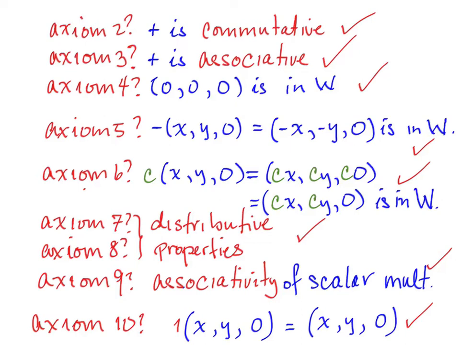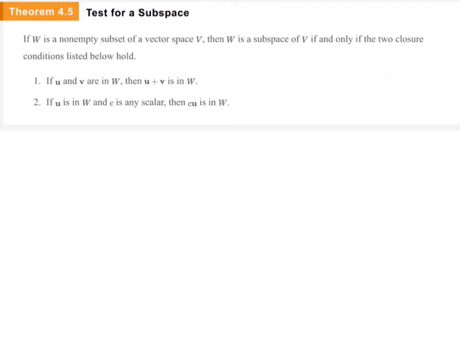So that's where the next theorem comes from. Theorem 4.5 is the subspace test. This says that if W is a non-empty subset of a vector space V, then W is a subspace of V when the two closure conditions hold.